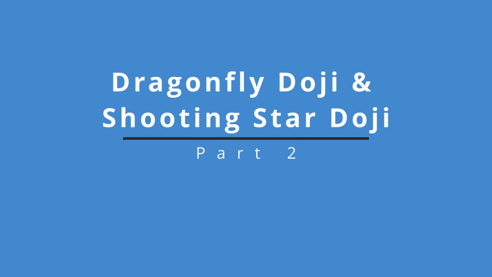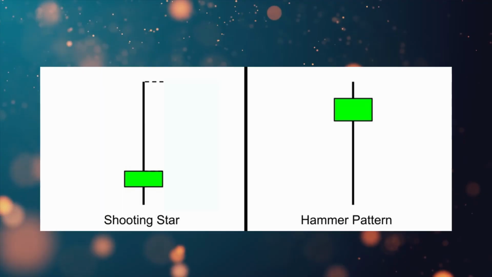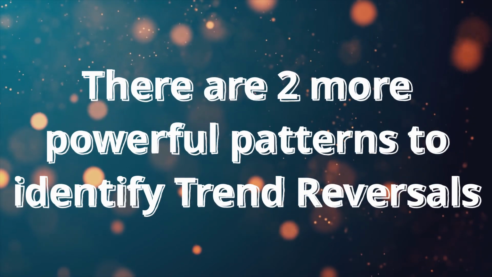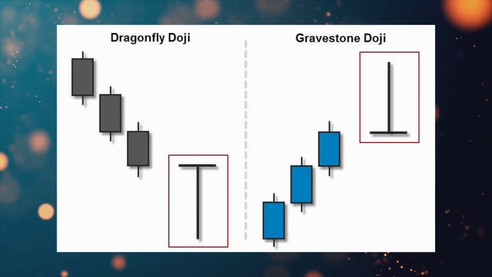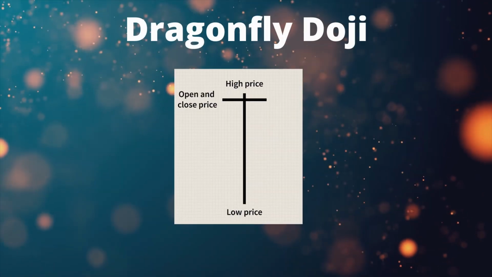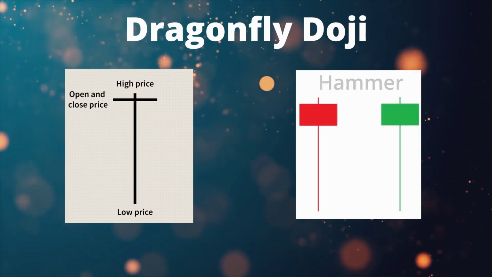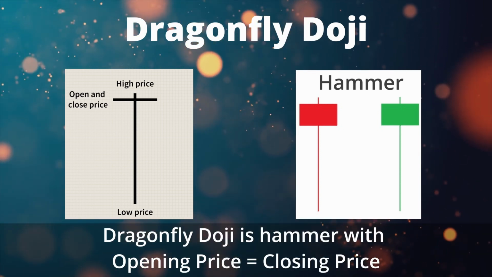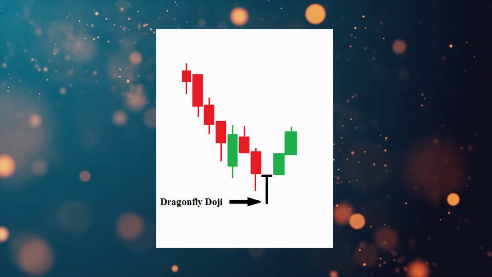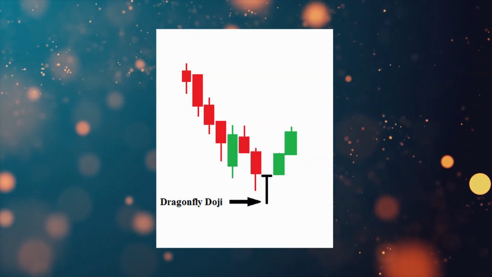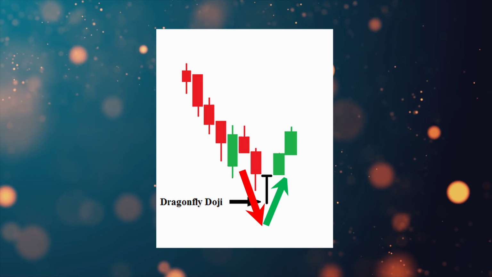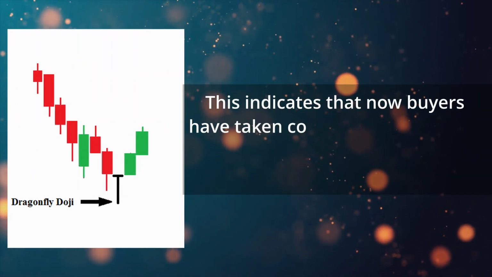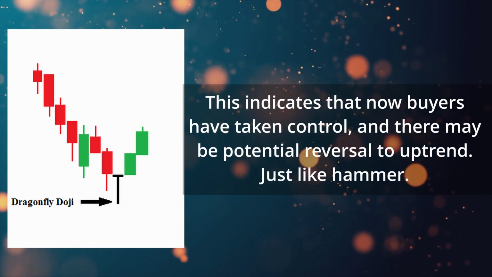Part 2, Dragonfly Doji and Shooting Star Doji. In addition to the hammer and shooting star patterns, there are two other candlestick patterns that I use to identify trend reversals: the Dragonfly Doji and the Shooting Star Doji. The Dragonfly Doji is a bullish reversal pattern that looks similar to the hammer pattern, but with one key difference: the opening and closing prices are at the same level, creating a small real body. This pattern is formed when the price opens high, drops significantly during the trading session, but then recovers and closes at or near the opening price. Like the hammer, the Dragonfly Doji indicates that buyers have taken control and there may be a potential reversal to an uptrend.